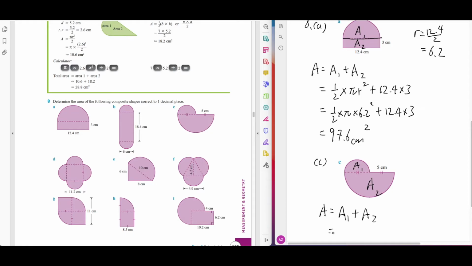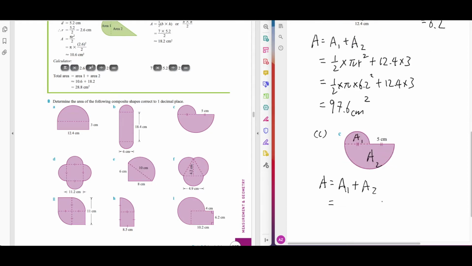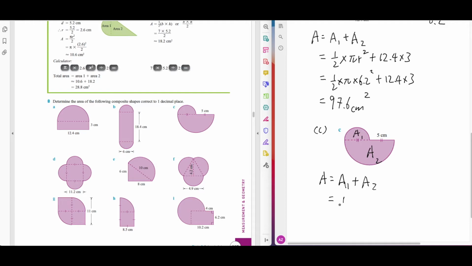So how do we work out the area of area 1? Well, area 1 is just half a circle, so it's going to be half times pi r squared. Now, rather than writing out pi r squared, I'm actually just going to work out what the r is. We know that this length is also going to be 5, so the diameter of the area 1 circle is 5. Then what's the radius going to be? The radius is just half of 5, which is 2.5. So that's going to be 2.5 squared plus area 2.